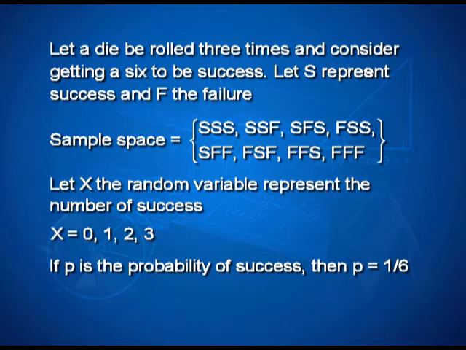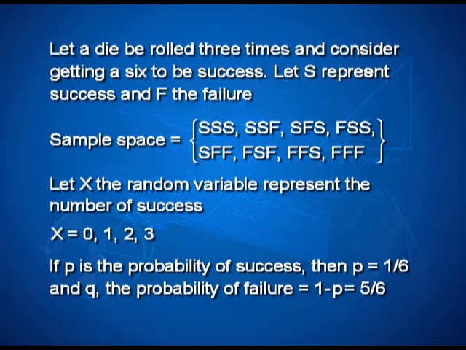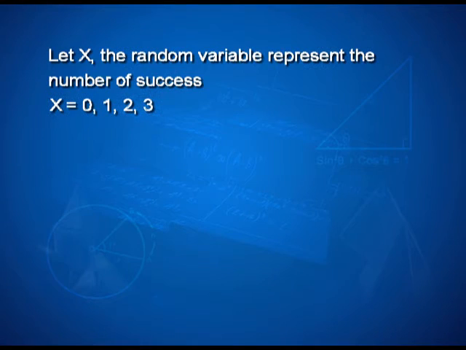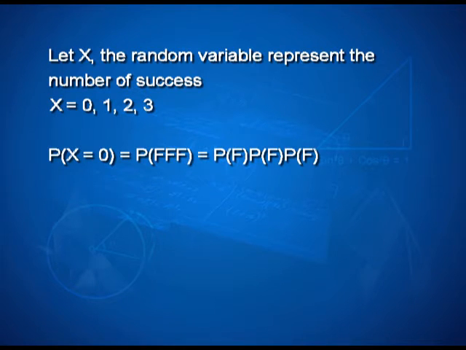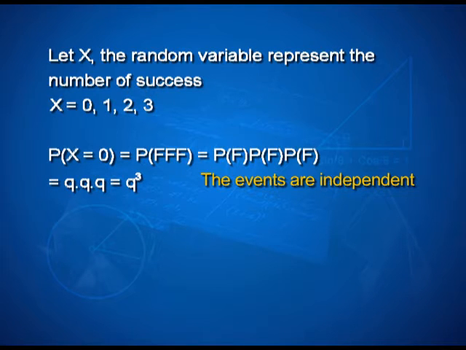Correspondingly, we can find the probability. I know that the probability of success in this case, that is getting a 6, is 1 by 6. So, P, the probability of success, is 1 over 6, and Q, the probability of failure, which is 1 minus P, is 5 by 6. With each of these values of the random variable, I can find the corresponding probability. Probability of X equal to 0 is the same as probability of FFF, the same as probability of F into probability of F into probability of F, because the events are independent, right? And therefore, I get Q into Q into Q, the same as Q to the power 3. In terms of numbers, it will be (5/6) to the power 3.